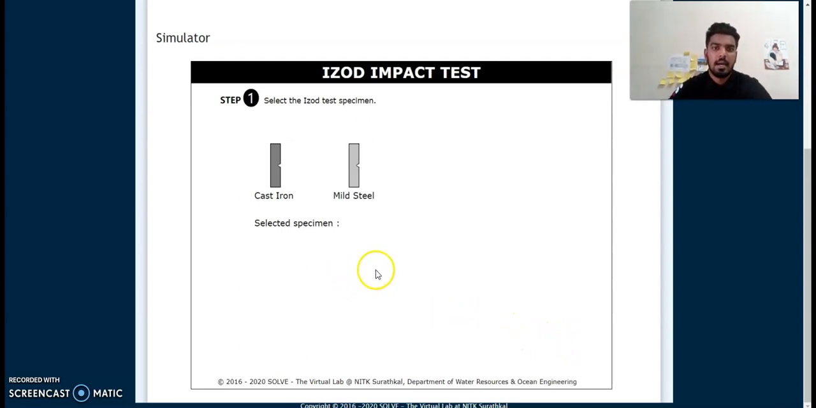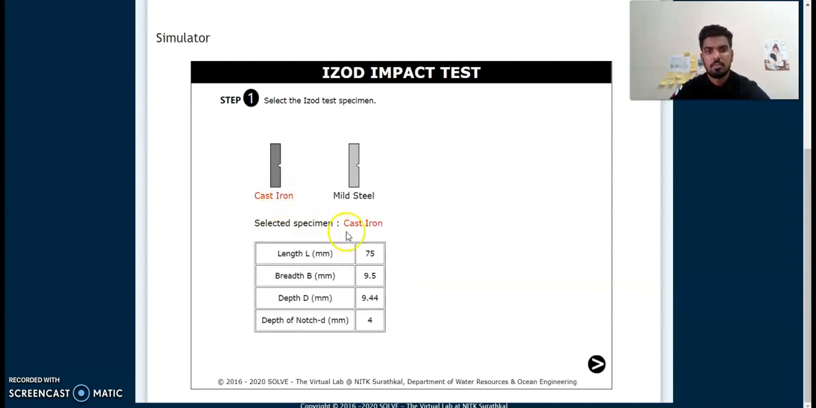Step 1. Select the Izod test specimen. I would like to select cast iron. The length of the cast iron is 75 millimeter. Breadth is the distance or measurement from side to side of something. The breadth is 9.5 millimeter. Depth is 9.44 millimeter. Depth of notch is the distance from the surface of a metal specimen to the bottom of the notch. The depth of the notch is 4 millimeter.